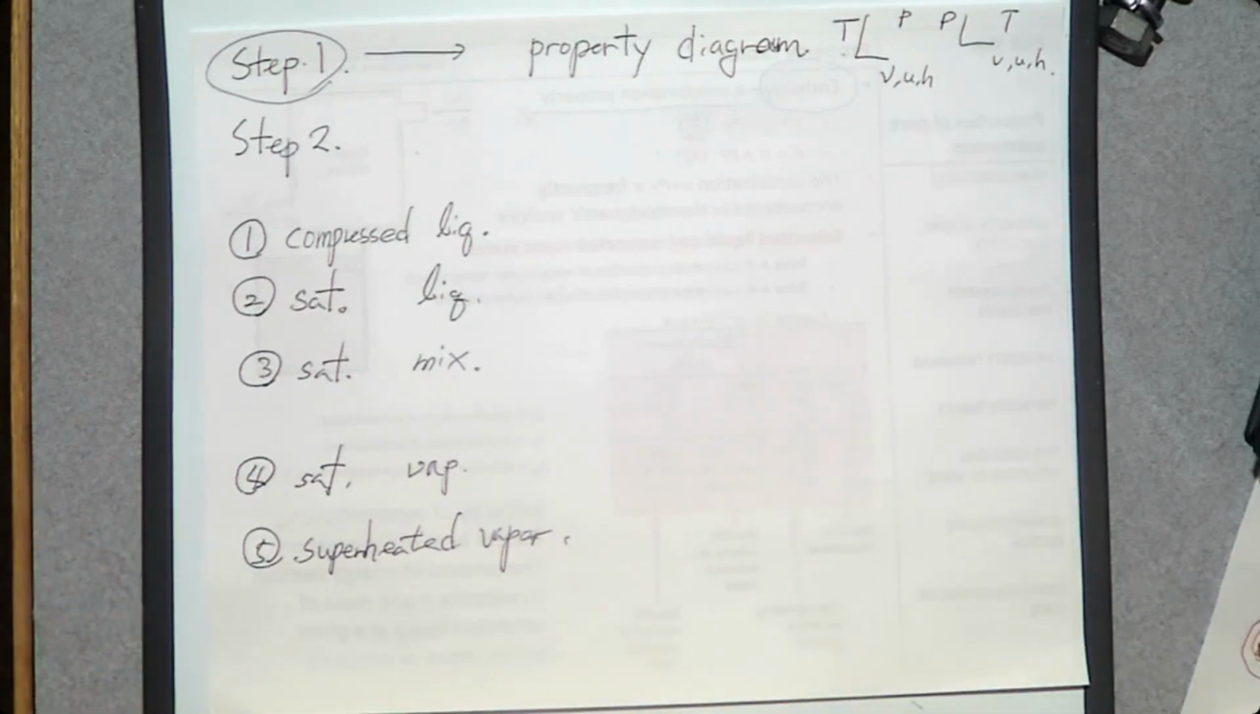So we are going to use different tables for different phases. Okay, so we will study how to evaluate the properties of each phase change process. So let's go with the easiest ones first. There are 2 easy ones.